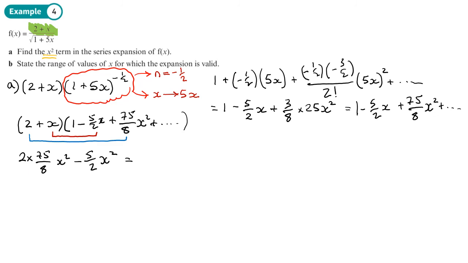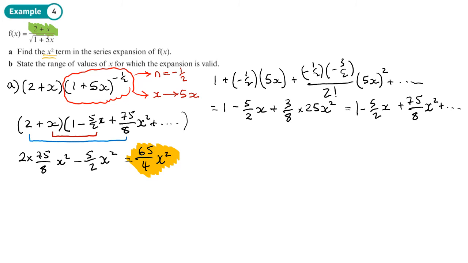Take away 5 over 2, so subtract 5 over 2, 2.5, and we get 65 over 4 x squared. So 65 over 4 x squared, there's our answer for part A. That's the only term that we're interested in. Part B, state the range of values for which the expansion is valid.